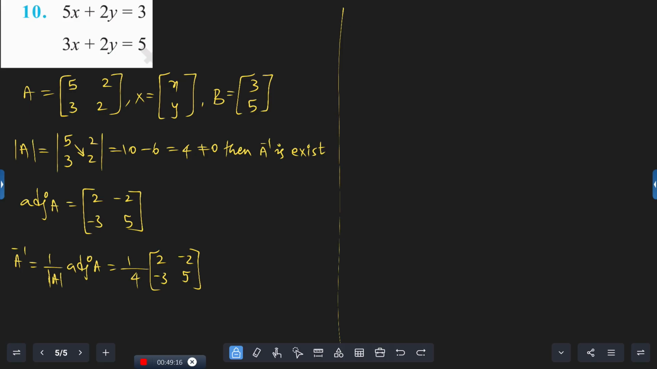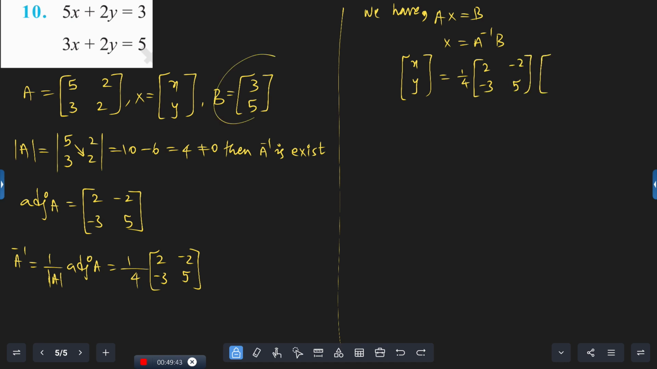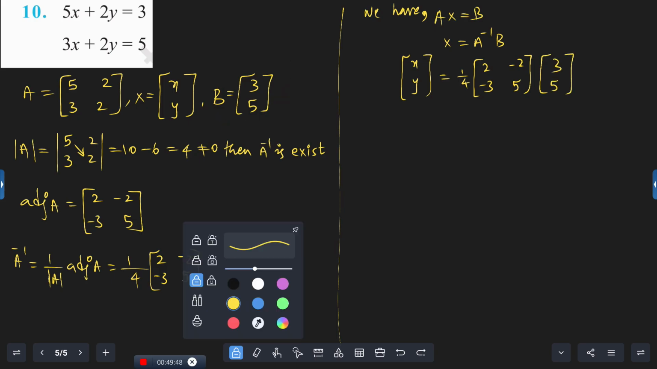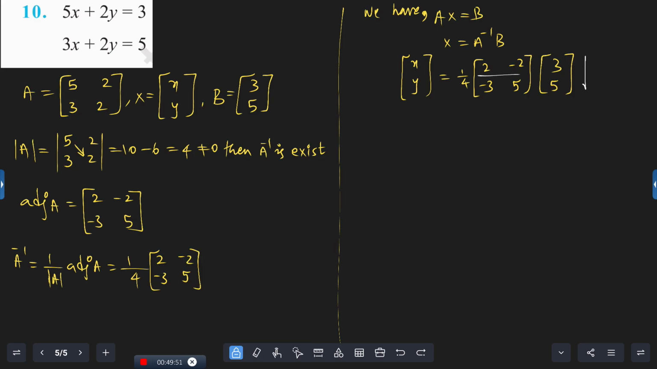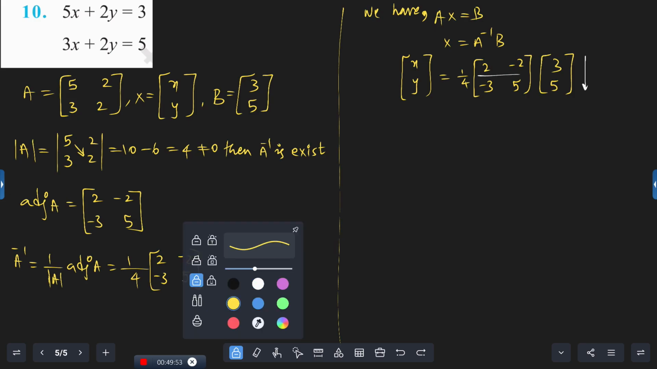Now we have to apply the formula. We have AX is equal to B and X is equal to A inverse B. X is the matrix X, Y. A inverse we have 1 by 4, 2, minus 3, minus 2, 5. This is A inverse. The B matrix here is 3, 5. So row with a column we have to multiply.